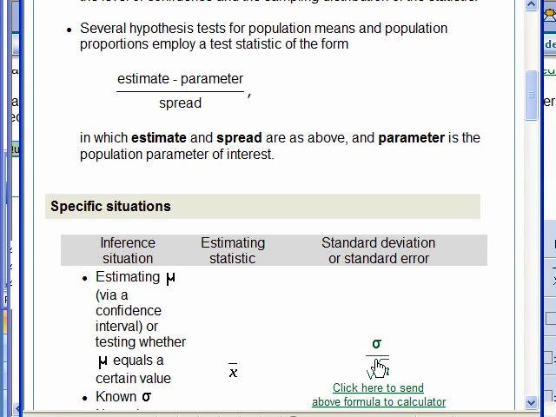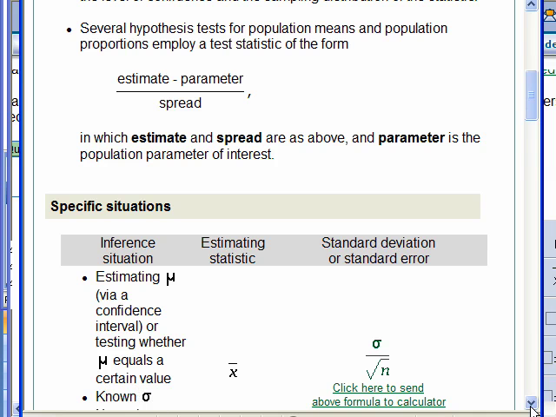Is that just way too cool? So let's say that again. It's going to be estimate minus the parameter. In this particular case, what I'm showing you, it's mu. The estimating statistic is x bar. That's the sample. We're getting the sample, and we're going to make a judgment about the population parameter based on the sample. So it's going to be x bar minus mu divided by the spread. And that would be the case if we're finding a hypothesis test about the mean, and we knew the population standard deviation here is sigma.